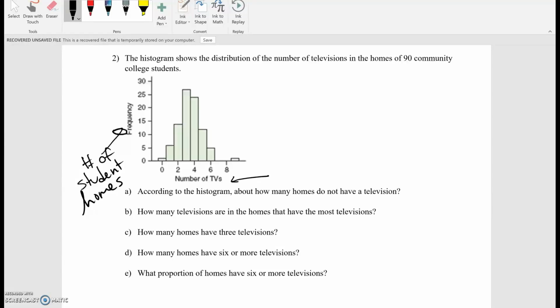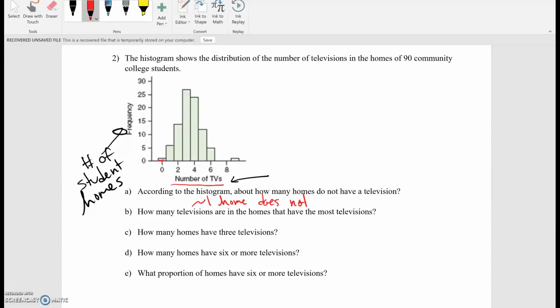According to the histogram, about how many homes do not have a television? Here's the number of TVs, so we're looking at the x-axis. It seems roughly that about one home does not have a television. One home does not have a TV. So that's what we have for that one.